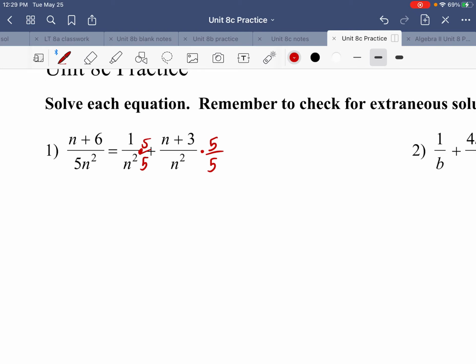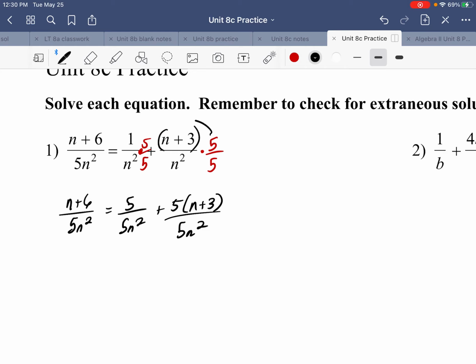That's equivalent to 1. So at this point, we have n plus 6 over 5n squared equals 1 times 5 is 5 over 5n squared plus, I'm not going to multiply it into the binomial n plus 3, the 5, yet. I could multiply that in right now if you'd like. Looking at our numerators, we have n plus 6 equals 5 plus 5. So I can drop the denominator because we have like denominators.